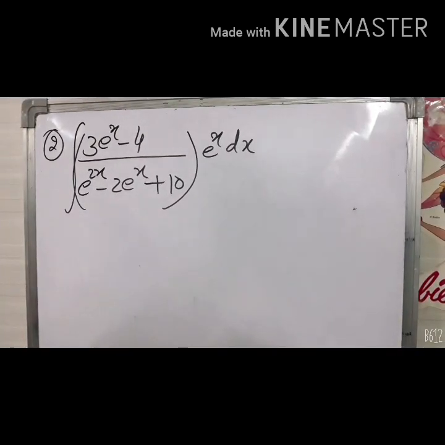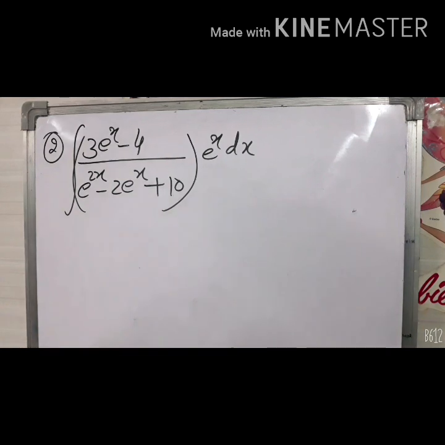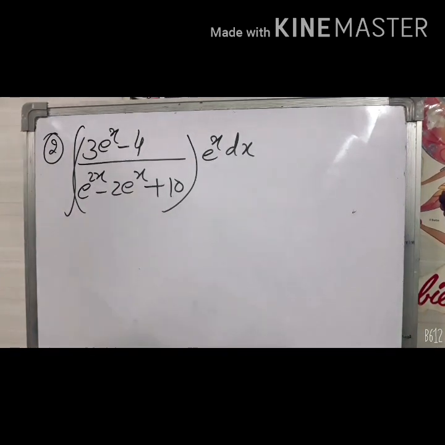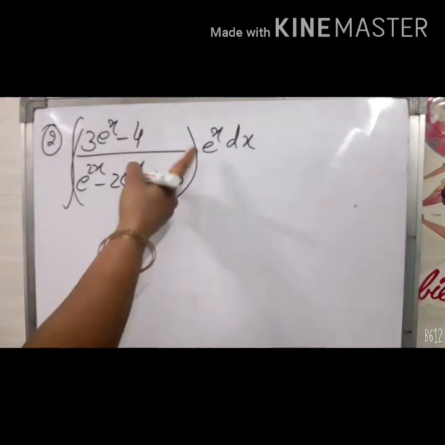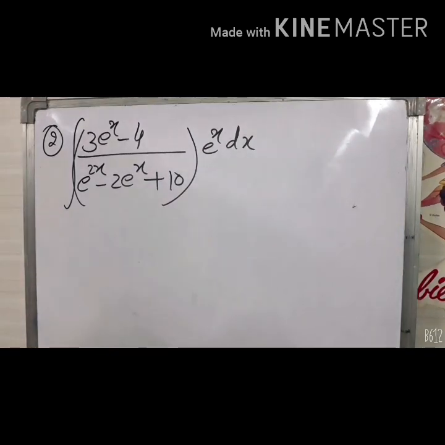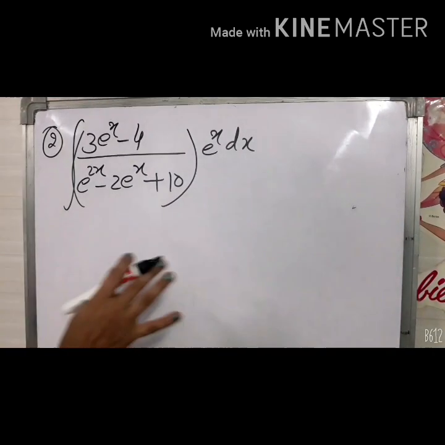This is the second question: integral of (3e to the power x minus 4) by (e to the power 2x minus 2e to the power x plus 10), bracket close, e to the power x into dx. Looking complicated, but it's simple.